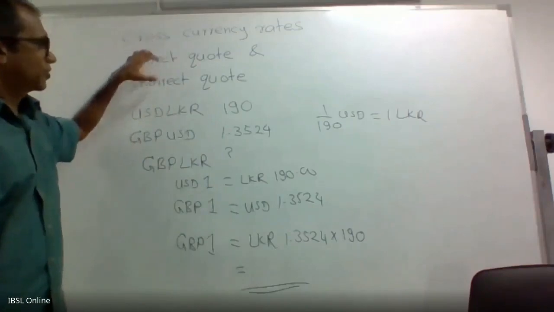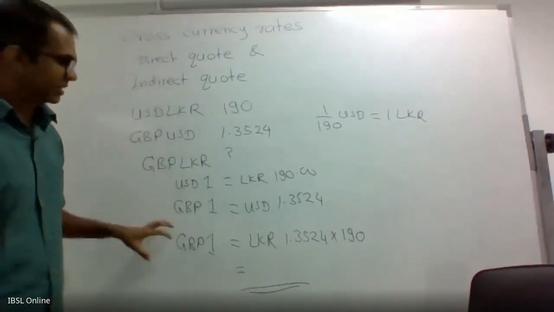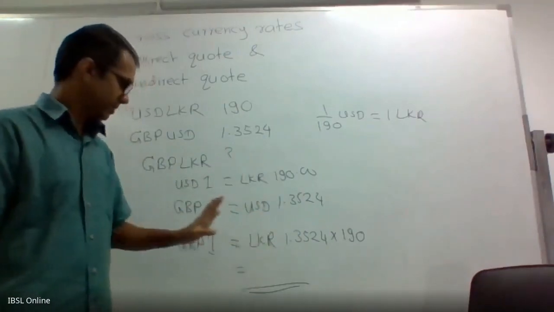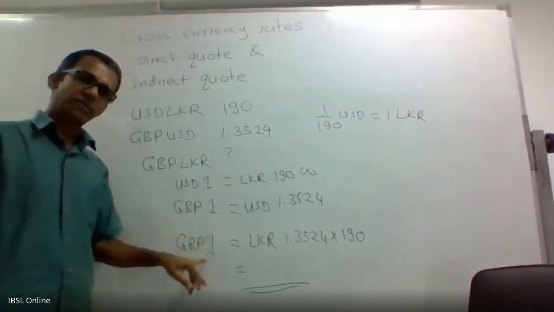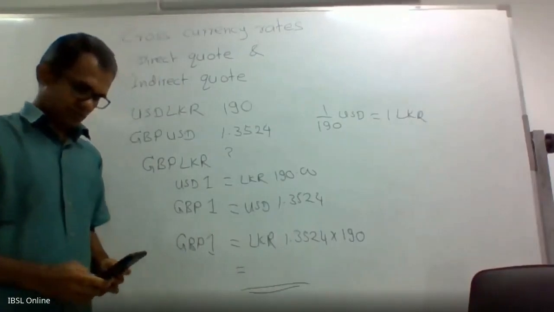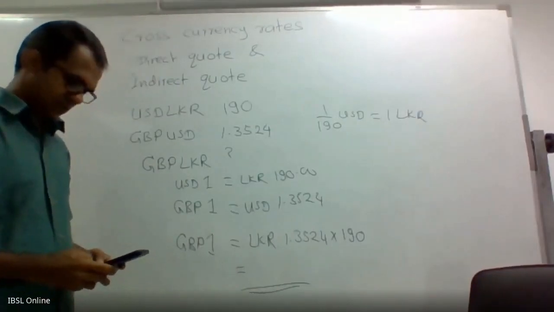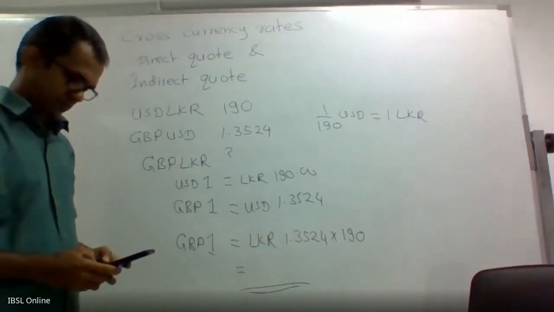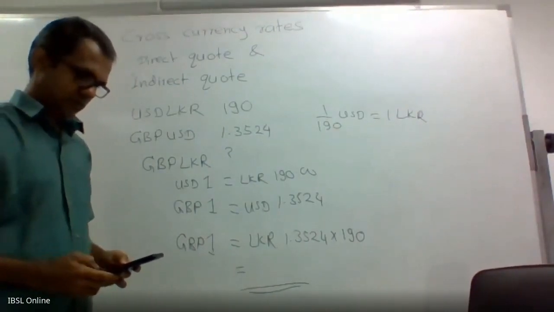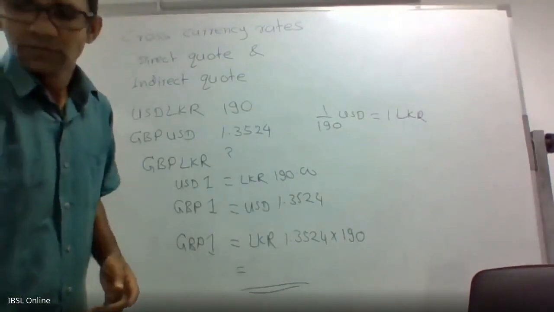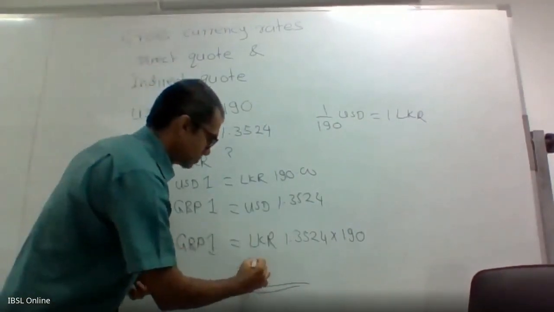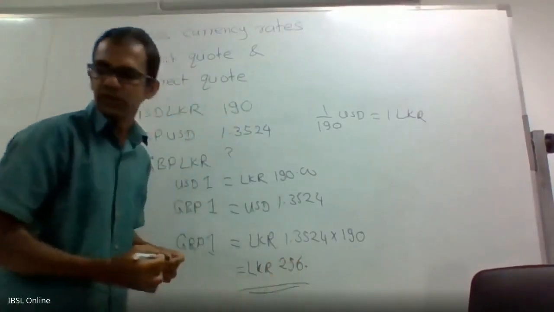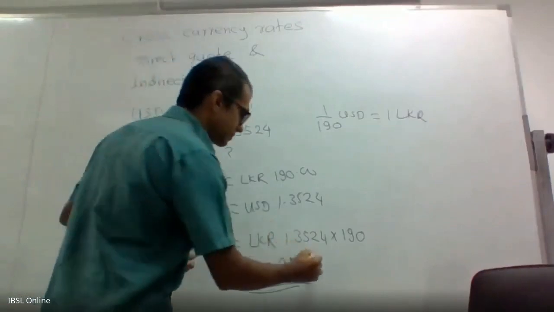When you have one direct quote and one indirect quote, to get the exchange rate, what you have to do is just multiply. But remember, the base currency would be the stronger currency. The answer is 256.956.